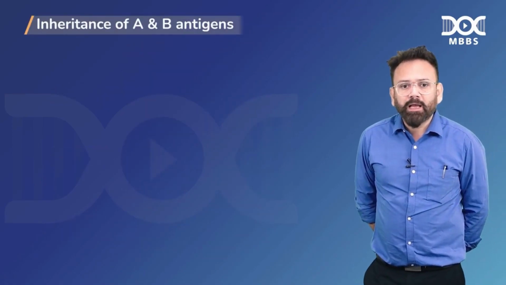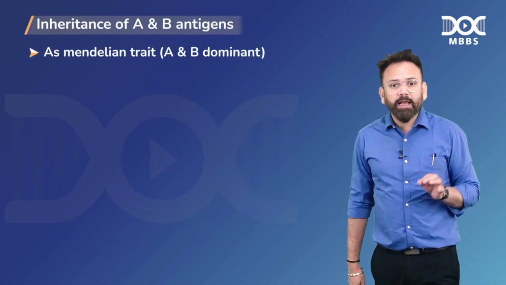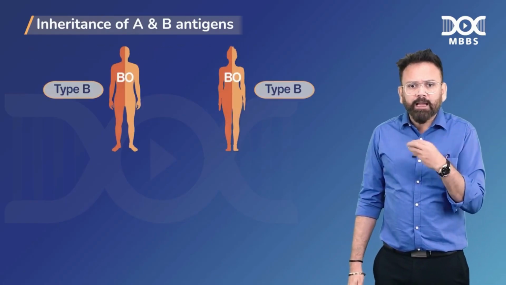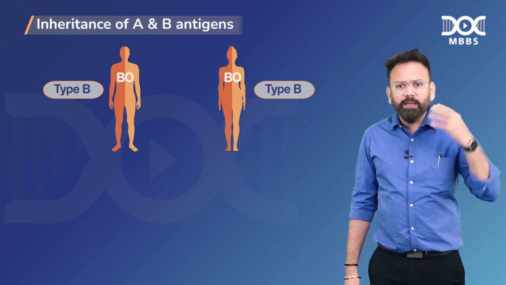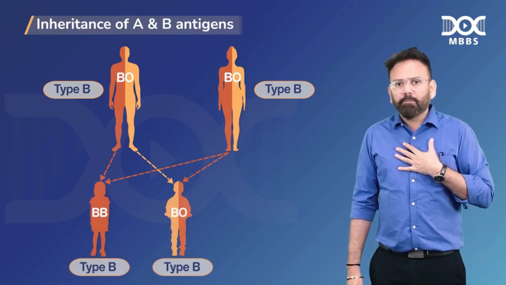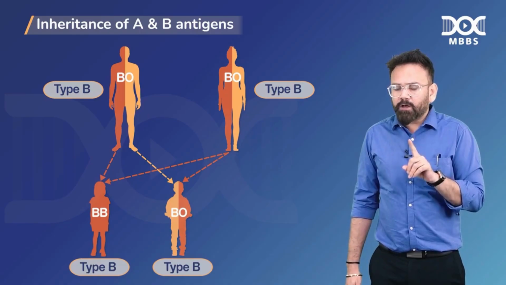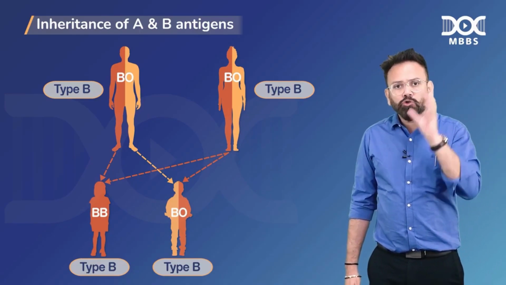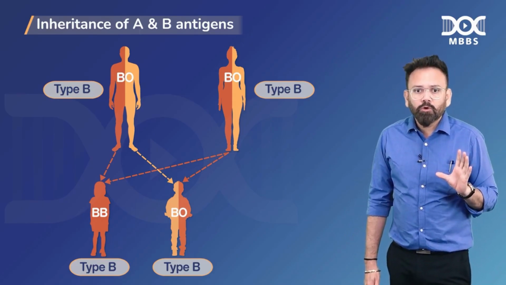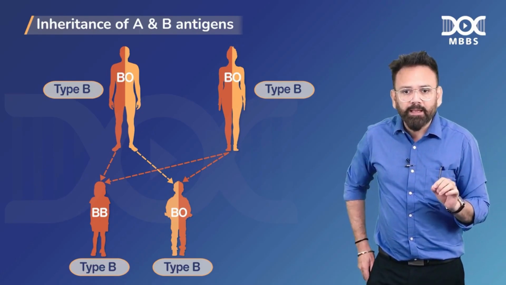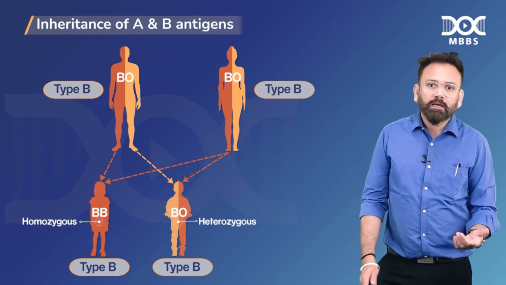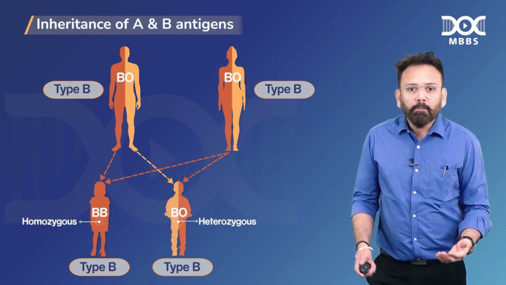Now, inheritance of ABO. I have told you already that A and B antigens are inherited as a Mendelian trait. Suppose that an individual with type B blood may have inherited B antigen from one parent, or B from the other, or O from the other. If I am having B blood group, of course one of my parents can be B, the other can be O also. So my alleles will be BO or BB. Yes or no? So an individual with phenotype B may have genotype BB, homozygous, or BO, heterozygous. Yes or no? So this is how blood groups are treated.